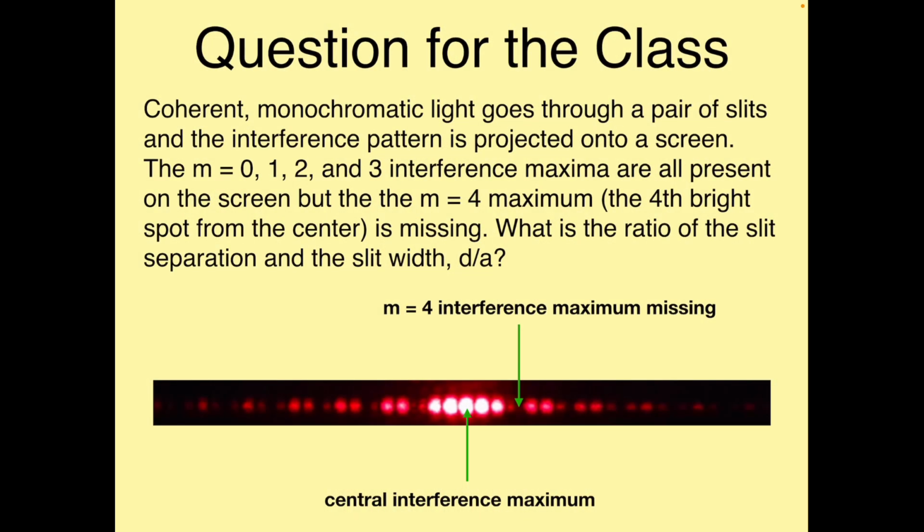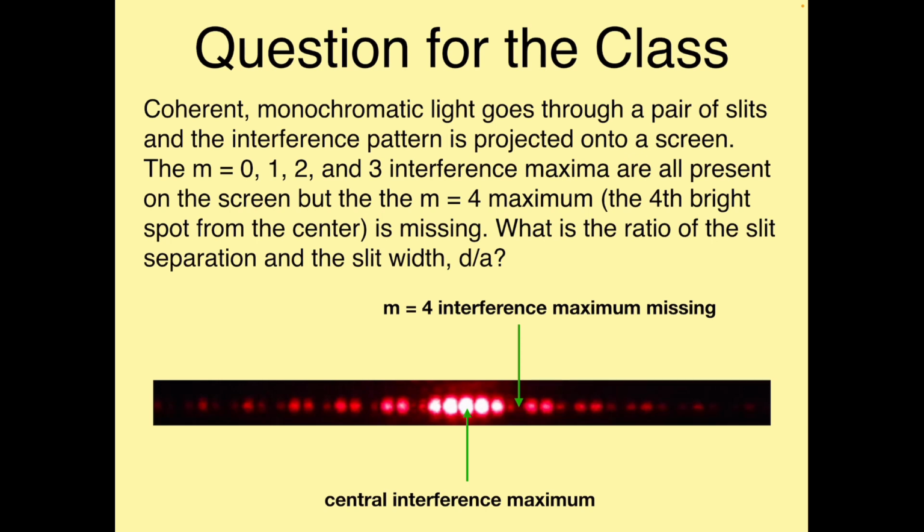So here's one for you to try out. We have coherent monochromatic light, which goes through a pair of slits, and then the interference pattern is projected onto a screen. The m equals 0, 1, 2, and 3 interference maxima are all present on the screen, but the m equals 4 maximum, that is the fourth bright spot from the center, is missing. So the question for you is, what is the ratio of the slit separation and the slit width? What is d divided by a?